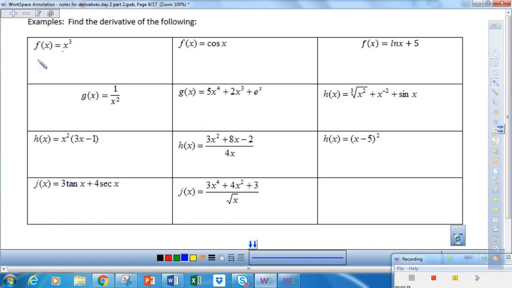So the 3 is going to drop, so I'm going to write this as f prime of x. The 3 drops, and then I subtract 1 from the exponent, and I get 3x squared. Cosine x, I just have to go refer back to the list, and I know that the derivative of cosine x is negative sine x.